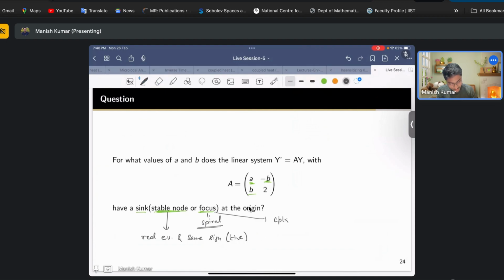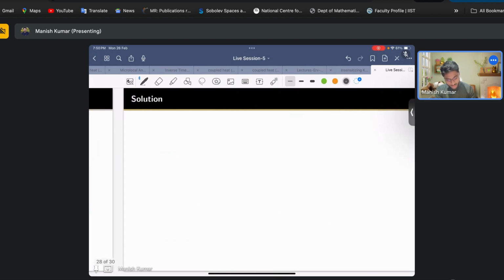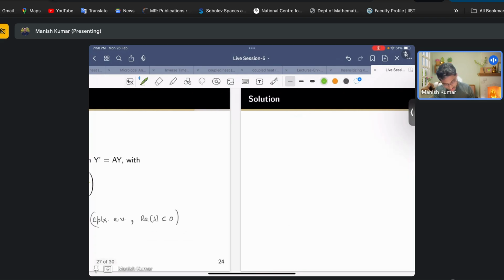Okay, so for this focus, what we need is, the first thing is it should be complex eigenvalue, correct? And the second thing is, for stability, you again need the real part of the eigenvalues to be negative, right? So this is what we need. So here, stable node or stable focus, I should write it here, stable focus. Okay, so now let us try to look at the eigenvalues of this.